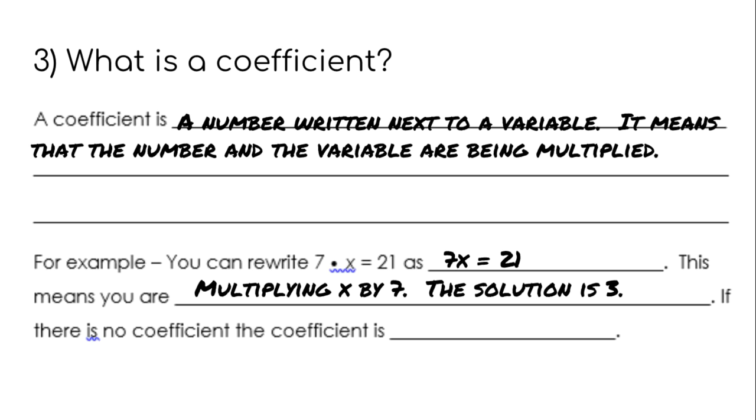Sometimes you might see a variable without a coefficient, or without that number in front of it, and in that case, the coefficient is going to be 1.